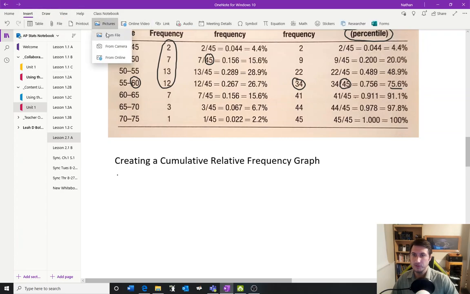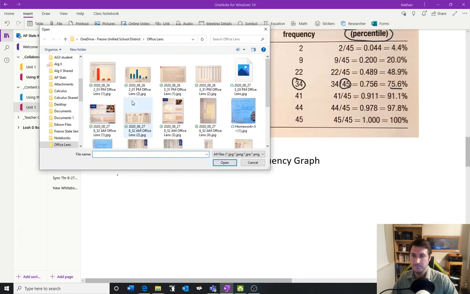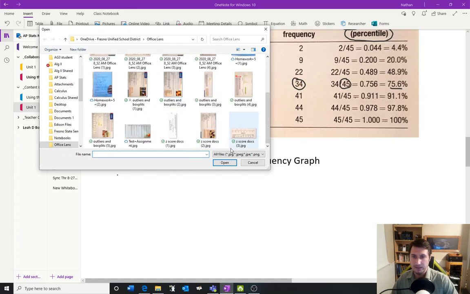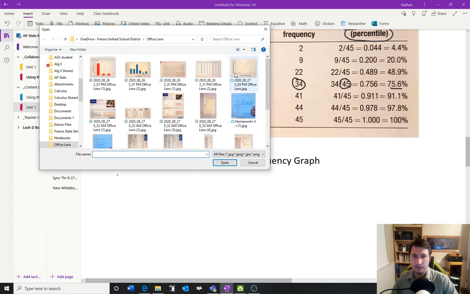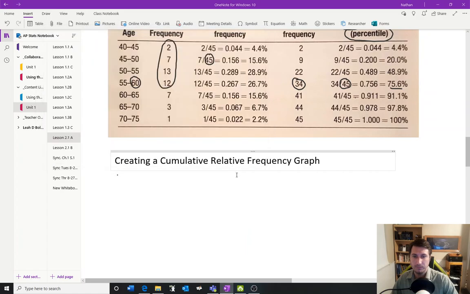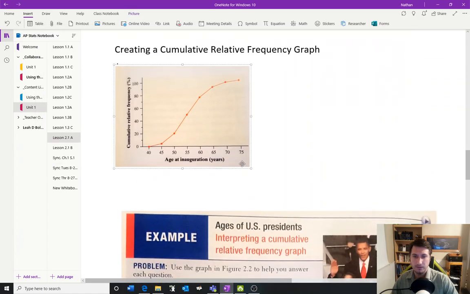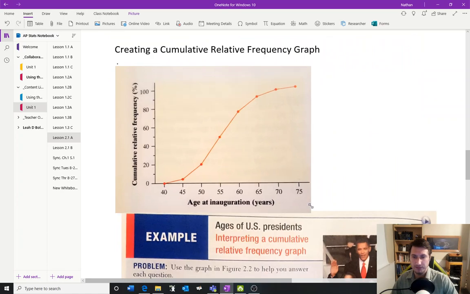Insert picture from file. Where is it? I just took it. Right here. There is the cumulative relative frequency, a little faster than me drawing it by hand. So where do these numbers come from?